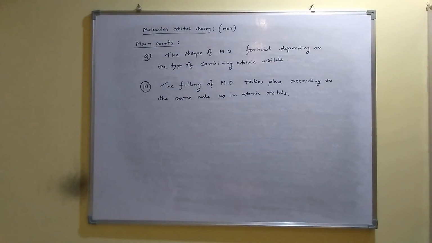So in the next class I will tell you how the molecular orbitals are produced, why 2 atomic orbitals combine to form 2 molecular orbitals, why one is called sigma, one is called bonding, one is called antibonding. So all these things you will get in the next class.